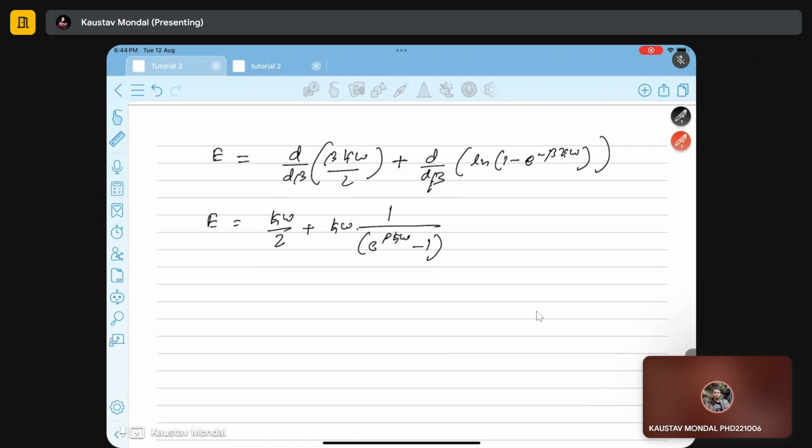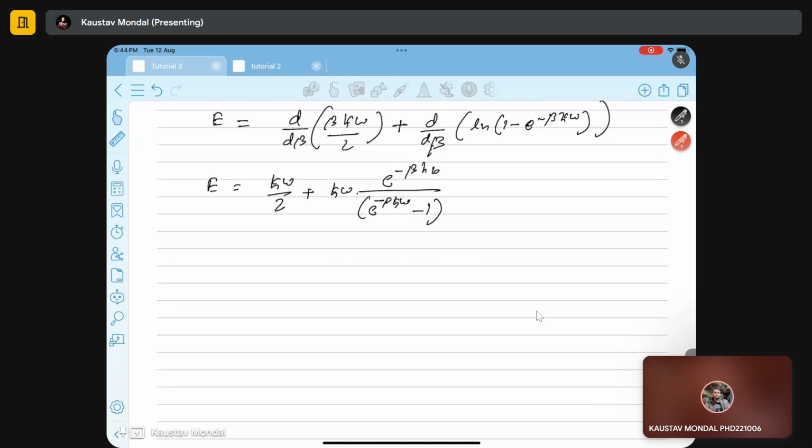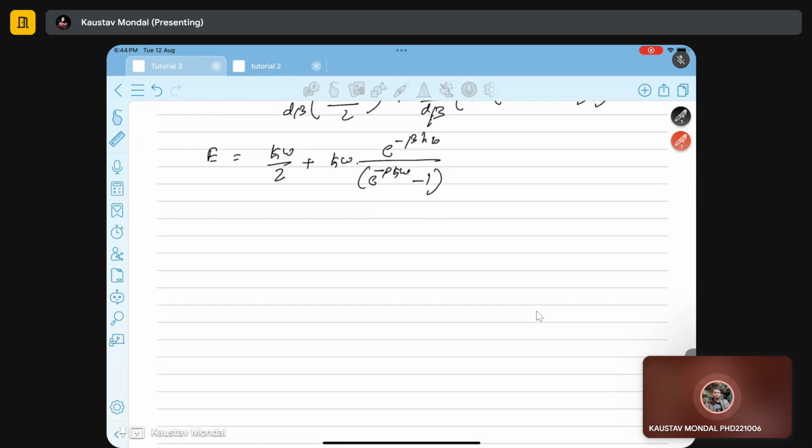So in the first derivative, this thing will come in the denominator. Then if you do the derivative, there should be a minus. No, it's fine. So there should be an e to the power beta h squared omega term as well, so e to the power minus beta h squared omega. Now it's okay, after doing the derivative, you get this.